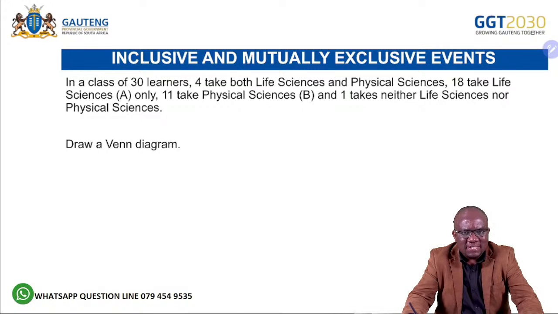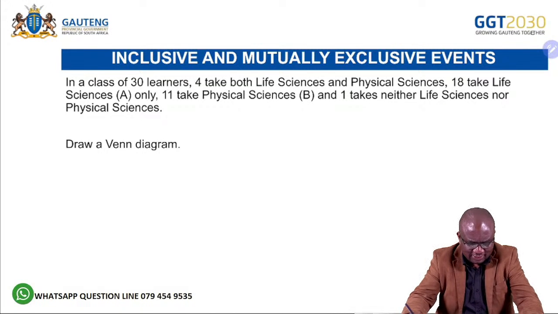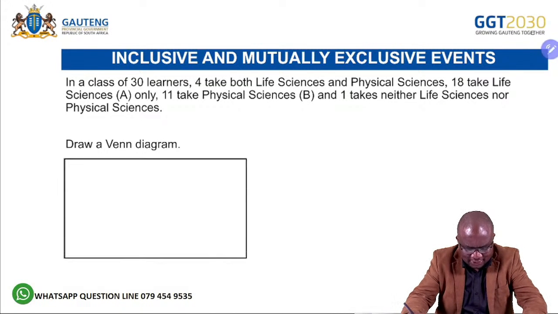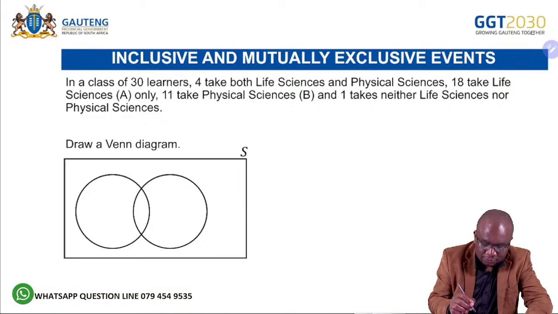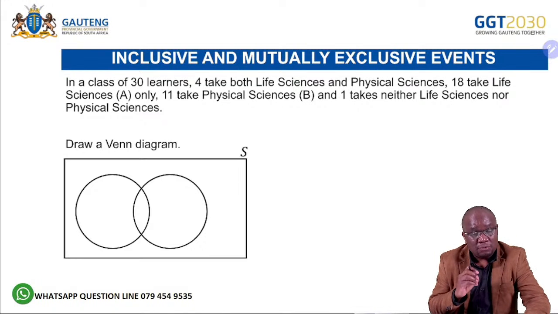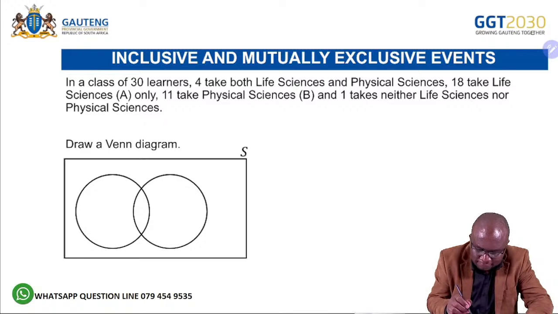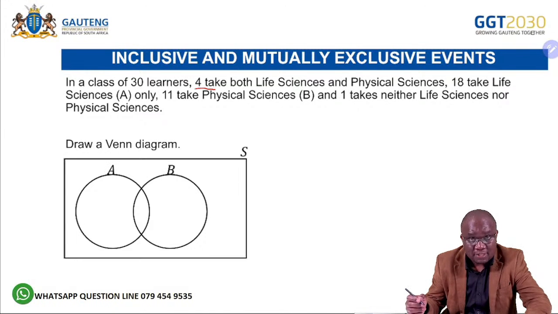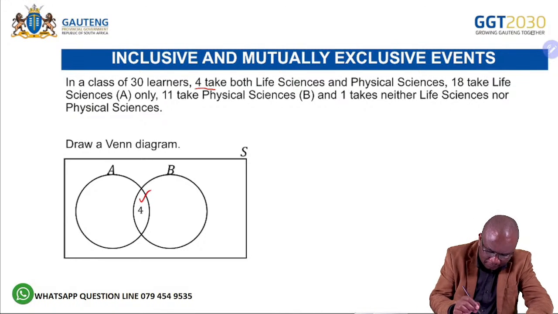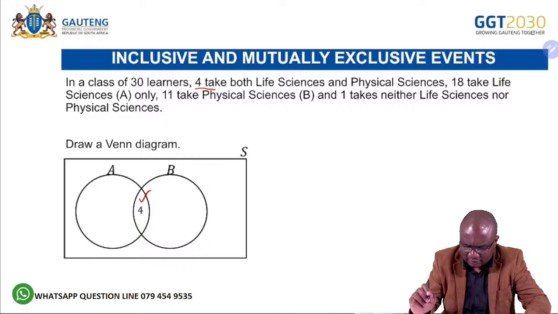Right, welcome back, grade 10s. Let's mark our work. This is our Venn diagram now with our events A and B. It says you have to start with the intersection. There are 4 learners that take both life sciences and physical sciences. Then we put them by the intersection. It means 4 learners. Mark that if you got it right.